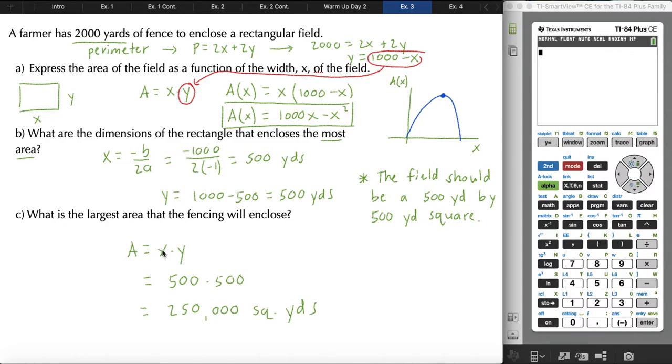You'll simply just take your 500 by 500, multiply it out, 250,000 square yards, okay? Now this is just one very simplistic example.